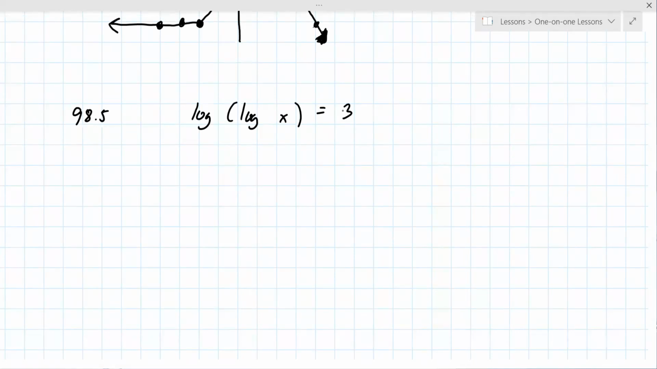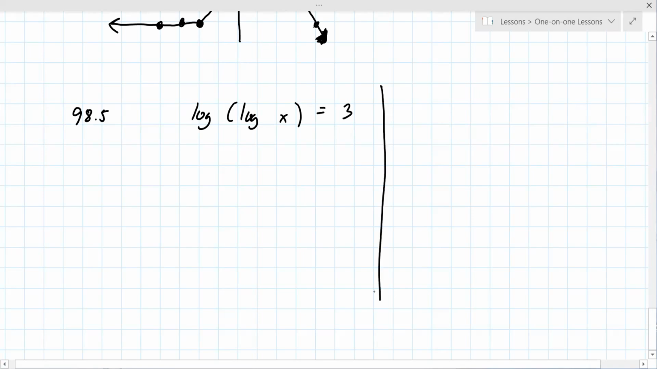I just never know where to start with these problems. So you have to know how to undo log. Okay, so kind of off to the side here is some information.